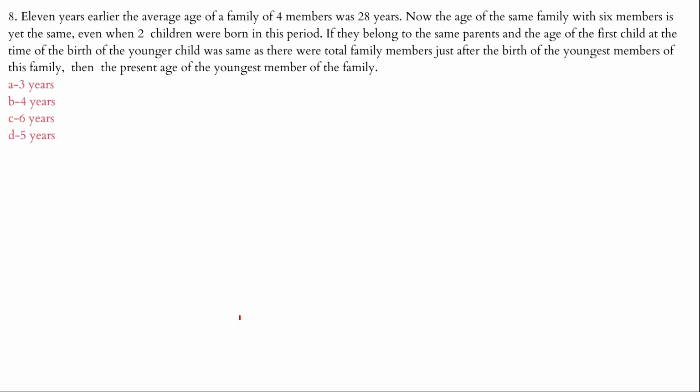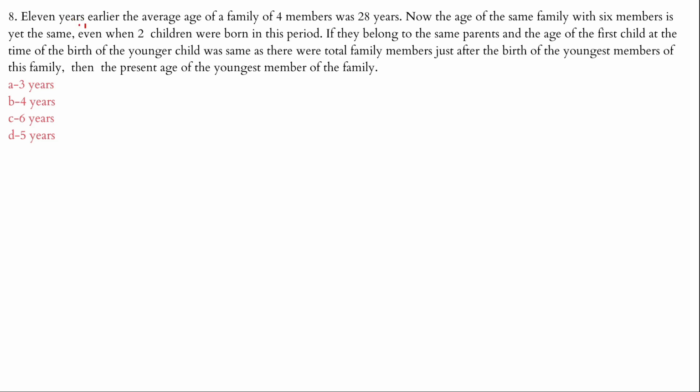11 years earlier, the average age of a family of 4 members was 28 years. Now the average age of the same family with 6 members is the same, even when 2 children were born in this period. If they belong to the same parents and the age of the first child at the time of the birth of the younger child was the same as the total family members just after the birth of the youngest member of this family, then what is the present age of the youngest member of the family?